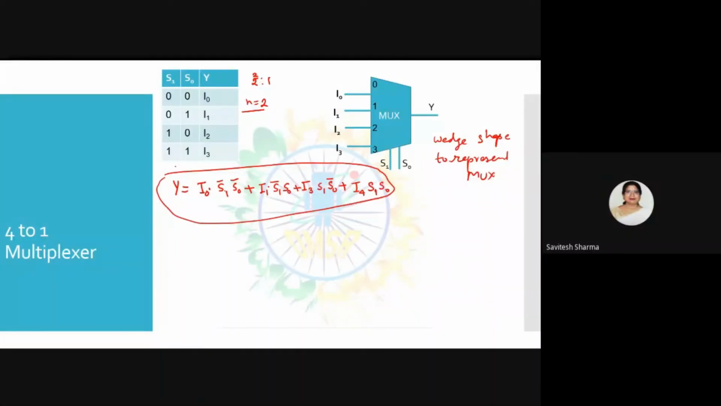Okay. So now derive the logic circuit from this expression. So 4 terms are there. So how many AND gates do you require? You require 4 AND gates, 3 input. Means each AND gate will have 3 inputs. So this is very simple.